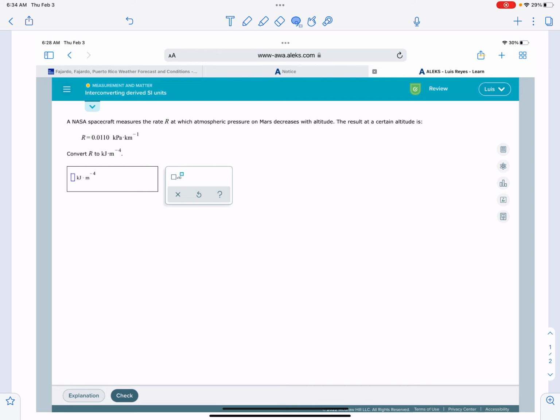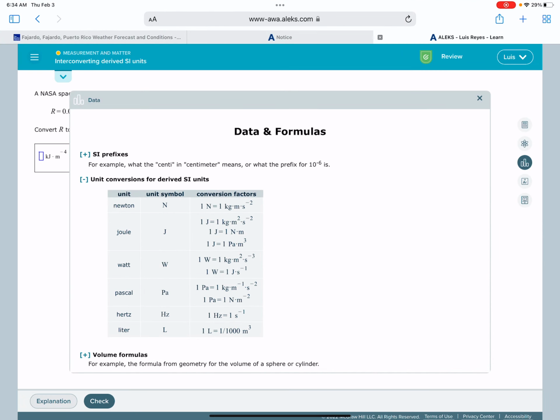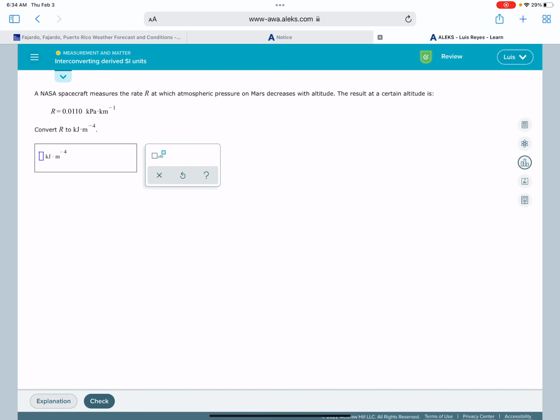So, okay, how do we work this problem? First thing that you need to know is when you are in ALEKS, and you are trying to do a conversion, for example, in this case, we're going from kilopascals to kilojoules, you need to know how they relate.